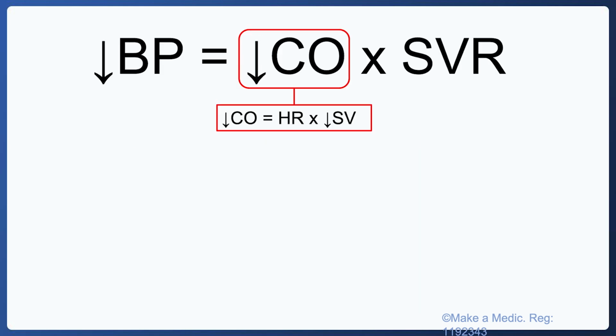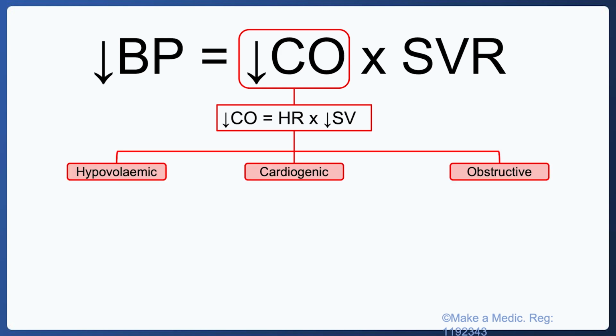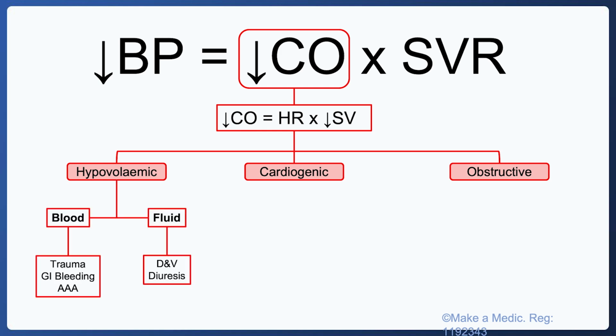Reduced cardiac output can occur due to a reduction in heart rate or a reduction in stroke volume or a combination of the two. Causes of shock due to reduced stroke volume can be broken down into hypovolemic, cardiogenic, and obstructive. In hypovolemic states, the ventricles don't fill sufficiently during diastole and hence aren't able to achieve an effective cardiac output. Hypovolemia can generally be split into the loss of blood, as in trauma and GI bleeding, or loss of fluid, as in diarrhea and vomiting, or excessive diuresis.